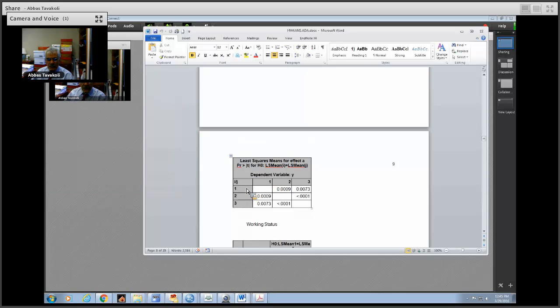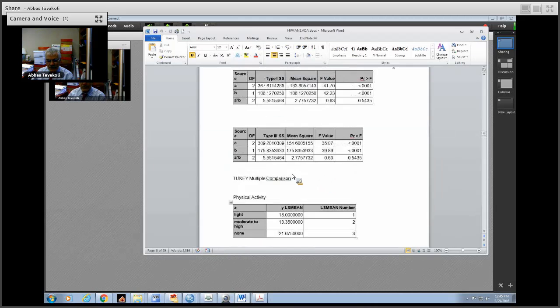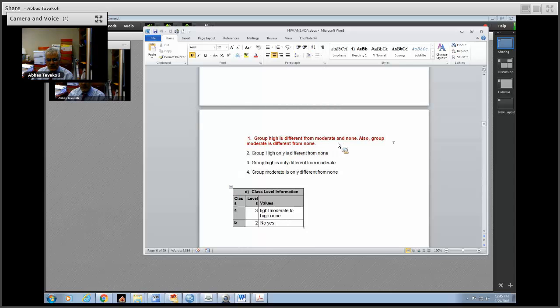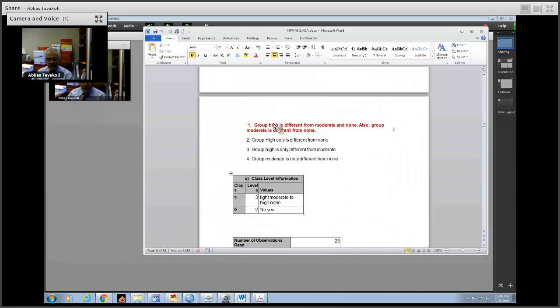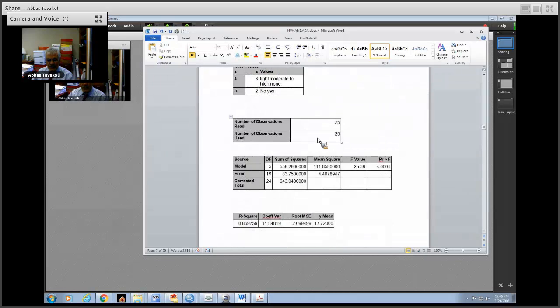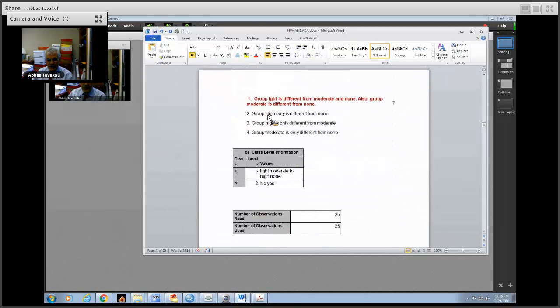Then I ask you to do a comparison here. Group 1 here is light, group 2 is moderate, and group 3 is none. So basically, when you have multiple comparisons this way, you would compare either the top or bottom of this diagonal. 1 versus 2, which means light versus moderate, is significant because the p-value is less than alpha 0.05. The same for light versus none, and also moderate versus none is significant. So all three groups are significantly different from each other, and group moderate is different from none here.